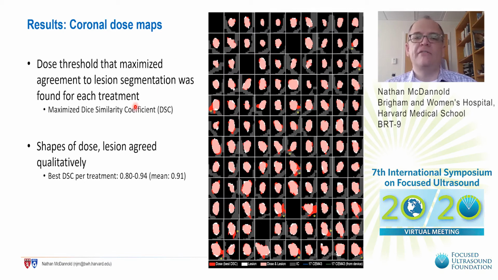What I did here is I found a patient-specific threshold for each treatment, and that threshold maximized the Dice similarity coefficient. After this optimization, we see that we had very good agreement, and you can see qualitatively that the shape of the dose and the lesion agreed very well. I had similar results in axial images. However, in some cases, I did see heating going into the internal capsule that wasn't reflected in the lesion segmentations.